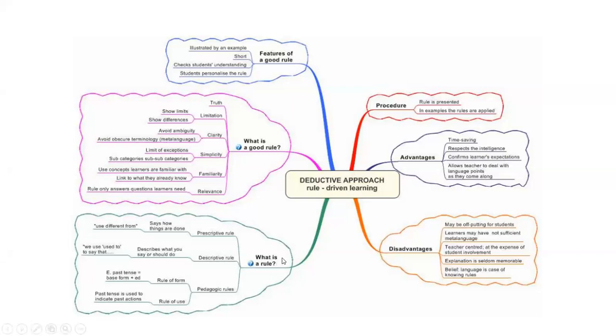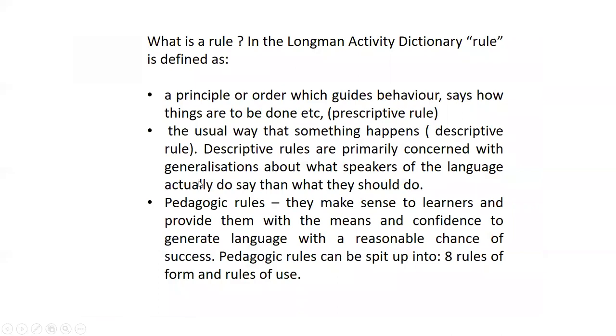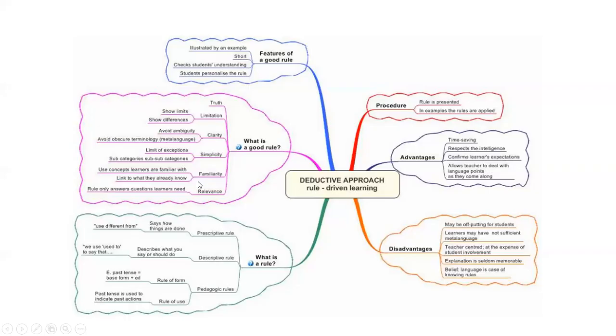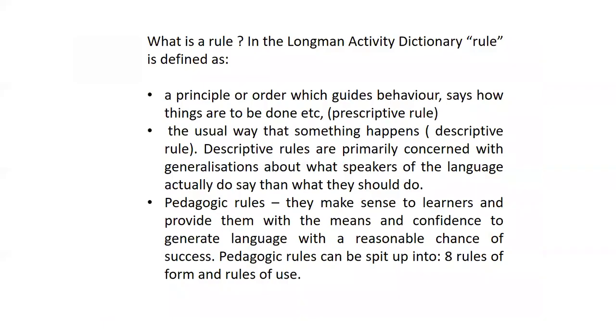Then where are we? What is a rule? Okay, so what is a rule, everyone? I have written it here. What is a rule? In the Longman Activator Dictionary, a rule is defined as a principle or order which guides behavior, says how things are to be done. So how things are to be done.